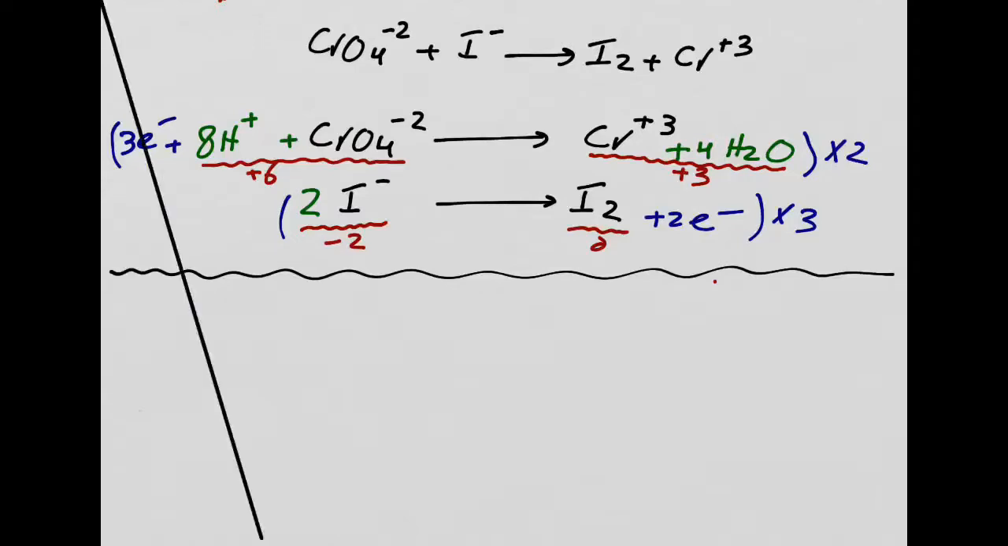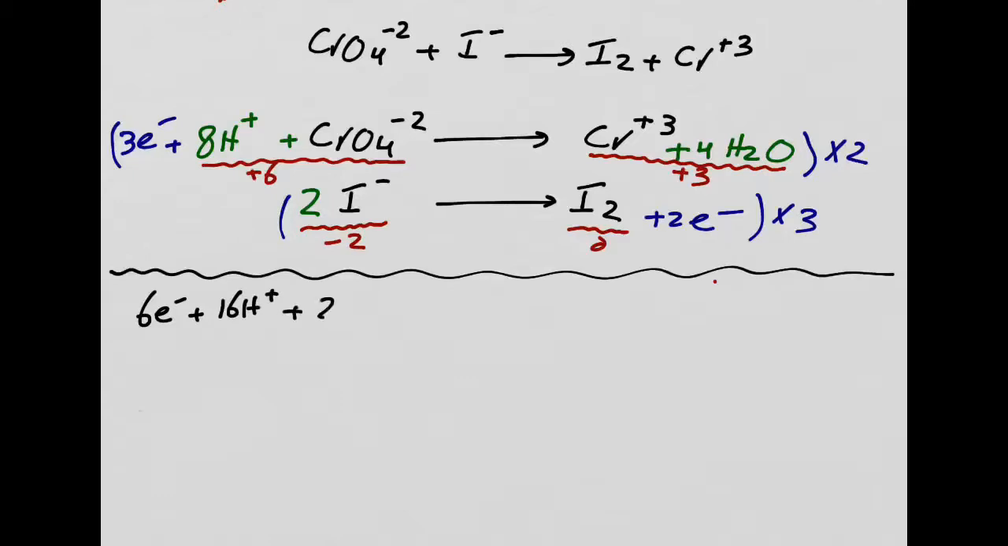I would get 6 electrons plus 2 times 8 hydrogen, it would be 16 H+, plus 2 CrO4 2-, plus 6 I-. Because after I added this, I have to come back here. I'm combining them together. Okay.